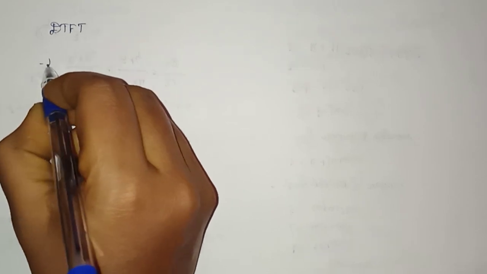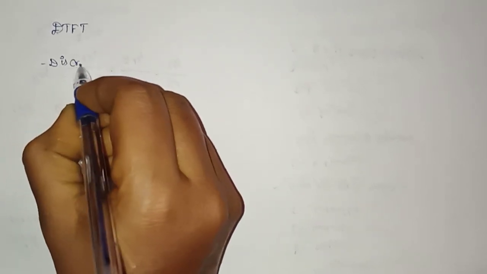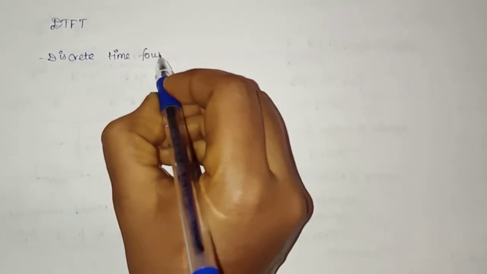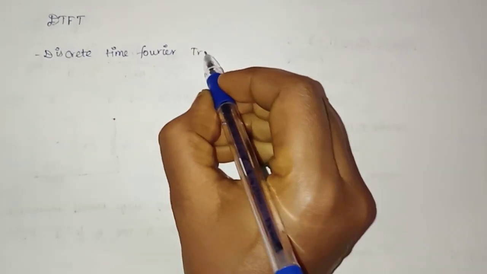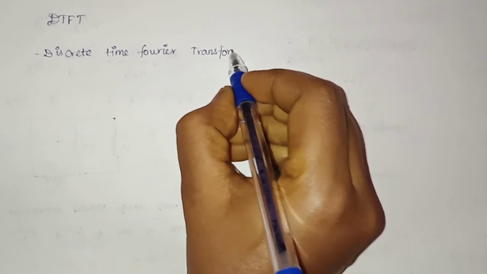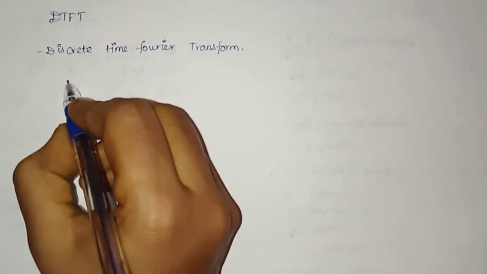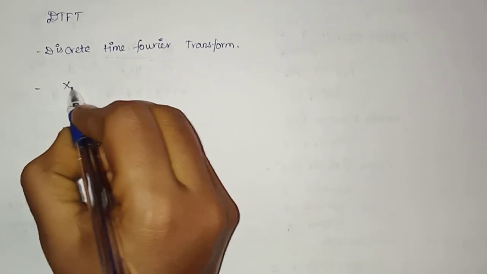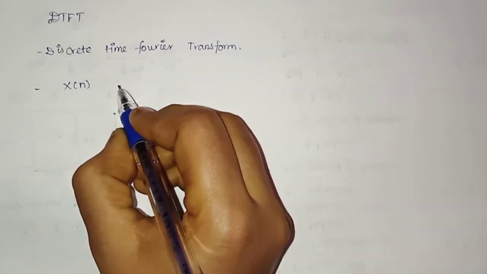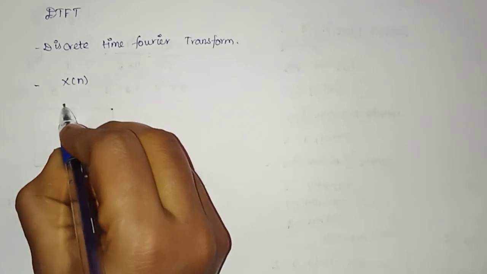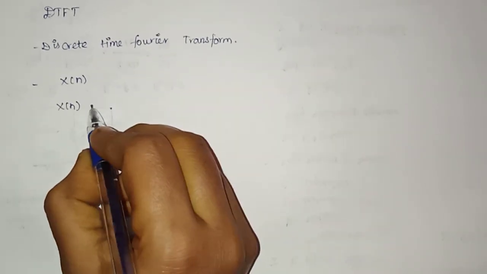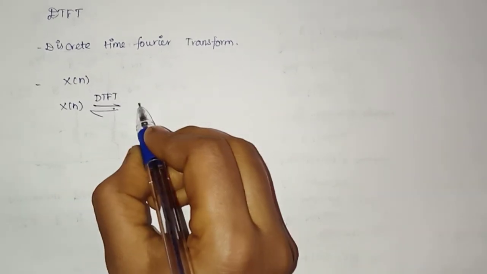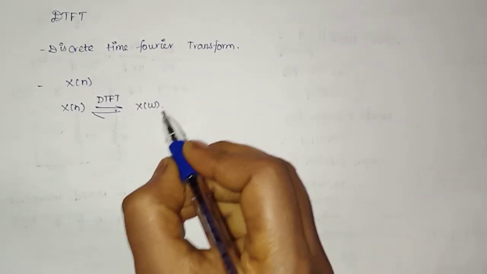Today I am going to tell you about DTFT. It is expanded as discrete time Fourier transform. In simple terms, it is applicable only for discrete signals, that is x of n. If x of n goes through DTFT, it becomes x of omega.